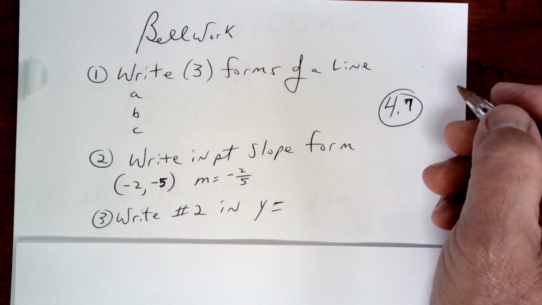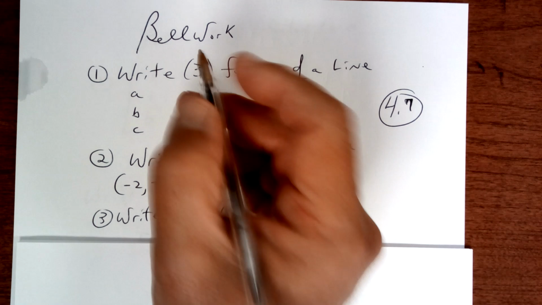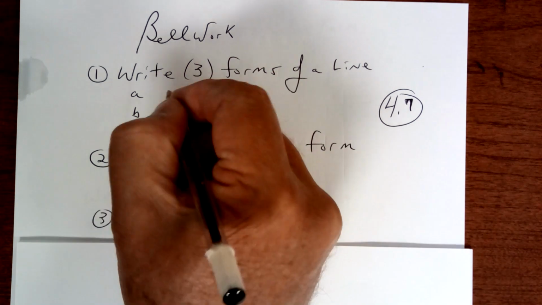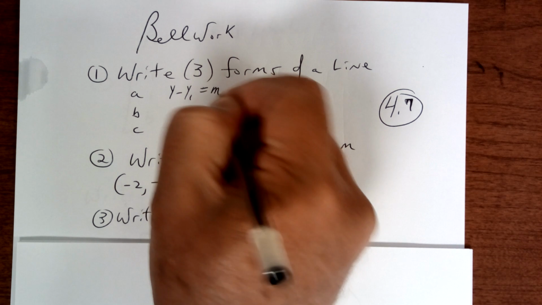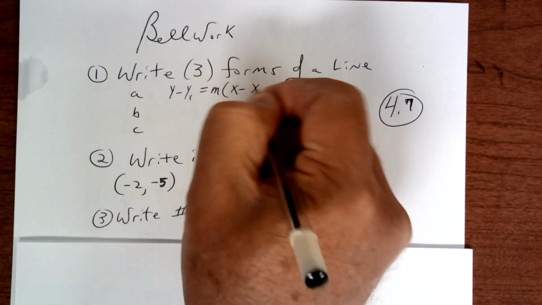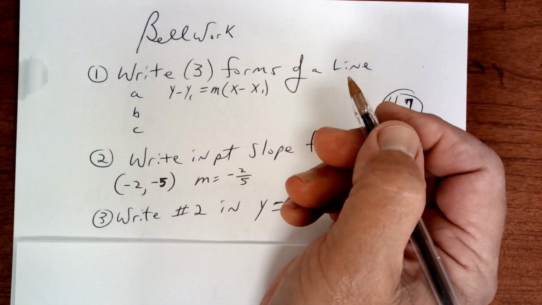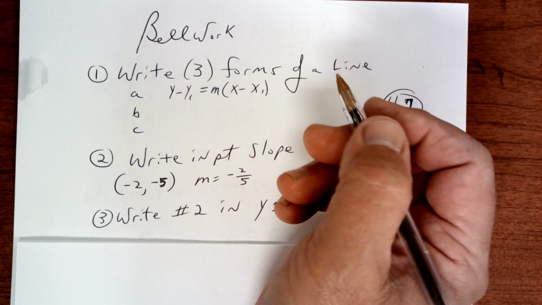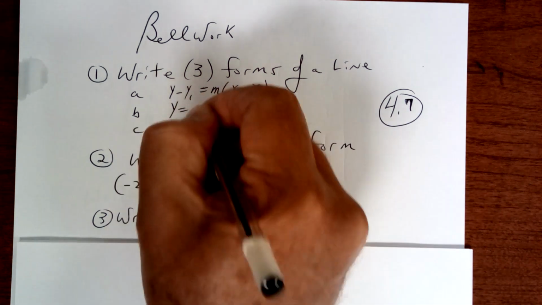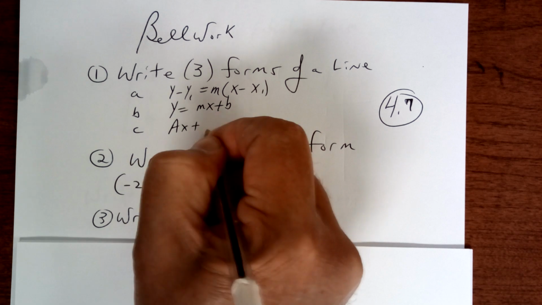All right, so what are the three forms of a line? Well, let me think, point slope, so it's y minus y1. And in fact, I want you to turn to your neighbor and let's take 2 minutes and discuss the three forms. The other one is slope-intercept form, and then the last one is standard form.